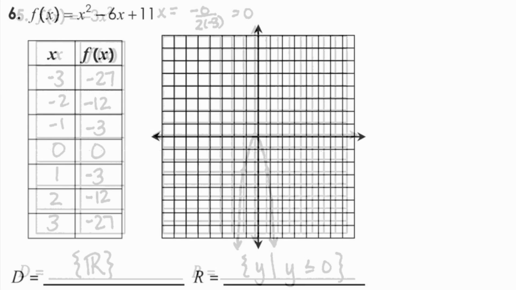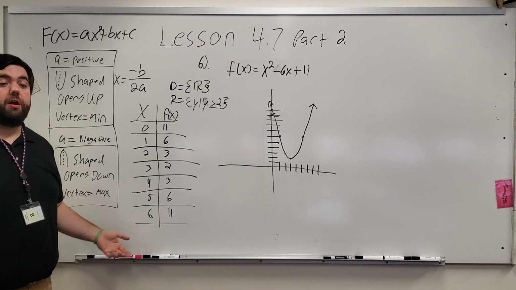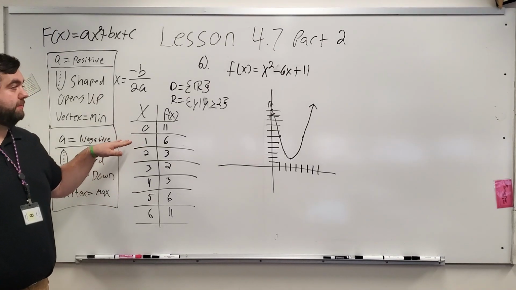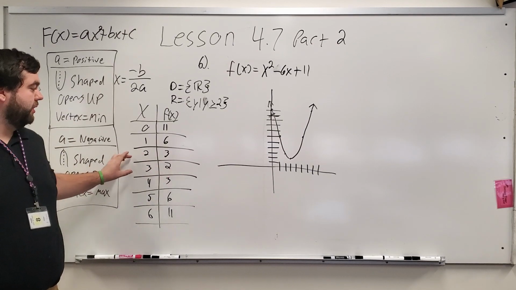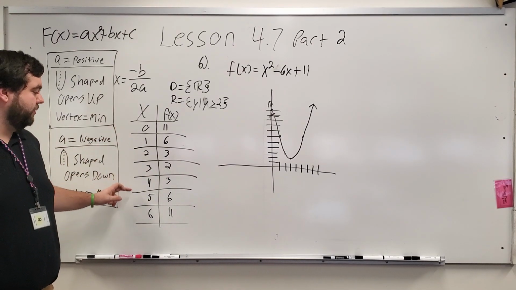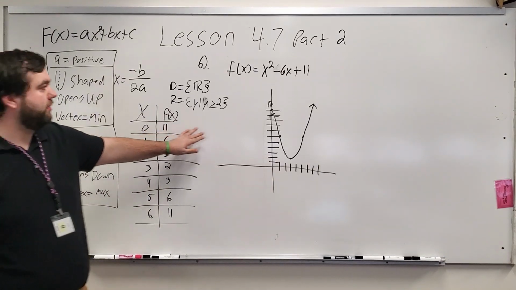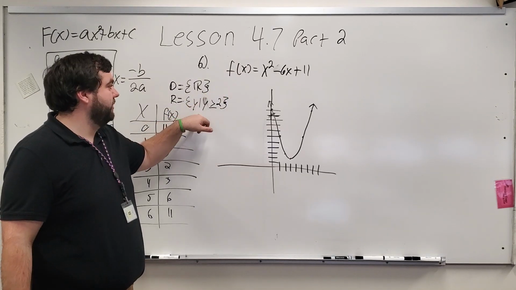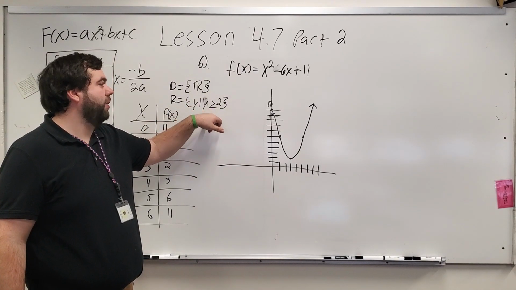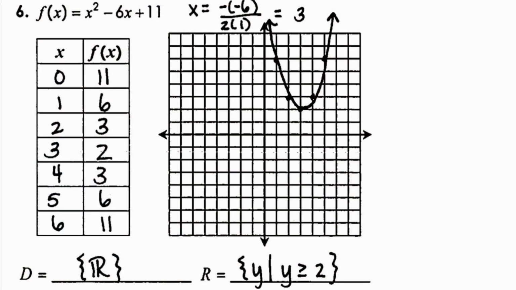So I want you to look at number 6, give that one a shot, and see how you do. Alrighty, hopefully you gave number 6 a shot. You found the vertex to be at 3, 2. Plugged in 2, 1, 0, 4, 5, 6, got something that looks like this. Graphed it. Found your domain to be all real numbers, and your range is y such that y is greater than or equal to 2.